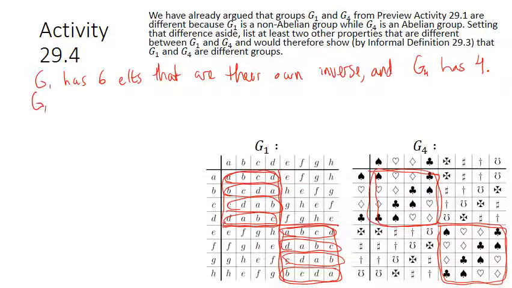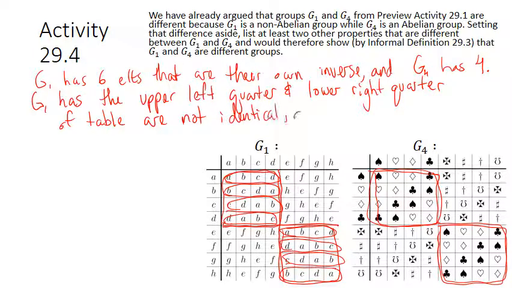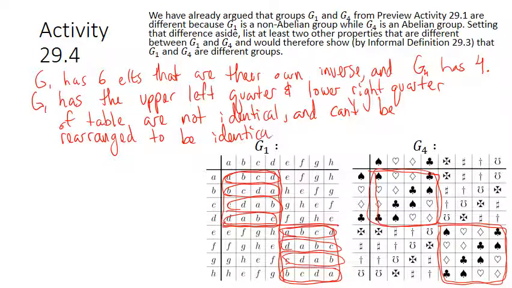So G1 has the upper left quarter and lower right quarter tables not identical, and they cannot be rearranged to be identical. Whereas for G4, they are identical.